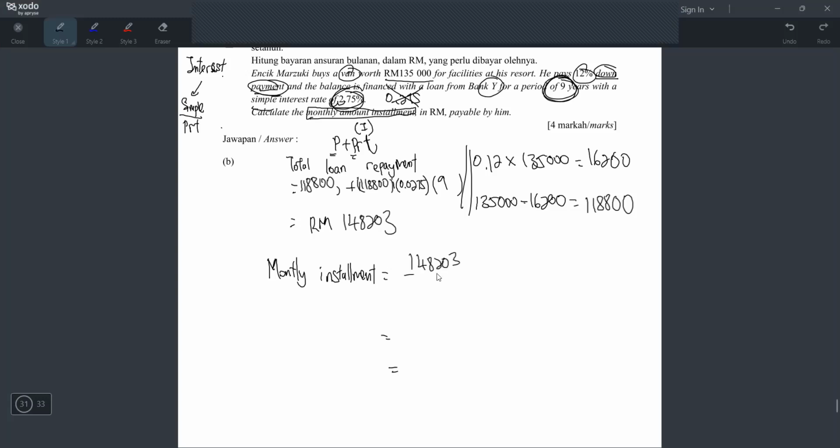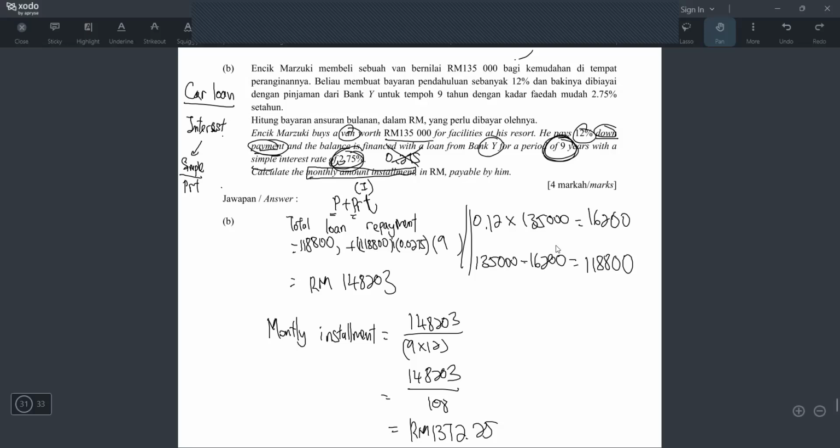So your monthly installment is how much? 148203, the total divide by 9 years, so 9 times 12, but you have to put bracket, okay? Because I have to buat yang bawah dulu. So 9 times 12, 108. And then 148203 divide answer. Okay, I got 1372.25. So RM1372.25. Sorry, I made a mistake just now. I do for a long time already, so okay, exhausted already.